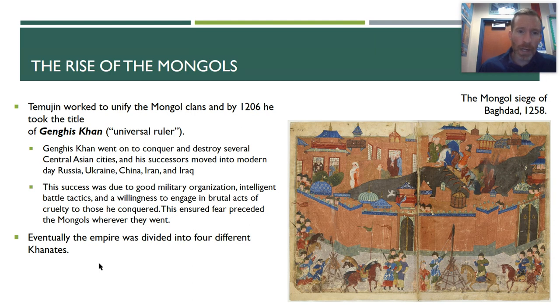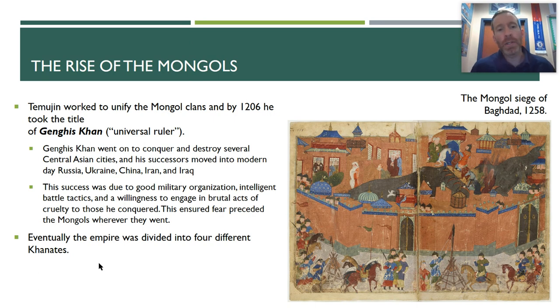So before he's Genghis Khan, he's known as Temujin, and his efforts are going to be driven towards unifying the Mongol clans. From that point he becomes known as Genghis Khan, which means universal ruler. So he is going to go out through Eurasia and conquer and destroy cities throughout Central Asia, and they're going to move into controlling Russia, Ukraine, China, Iran, Iraq. They're going to really be in a large expanse of Eurasia during the life of Genghis Khan.